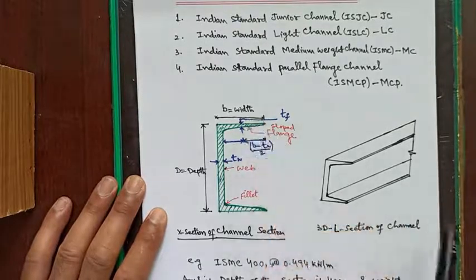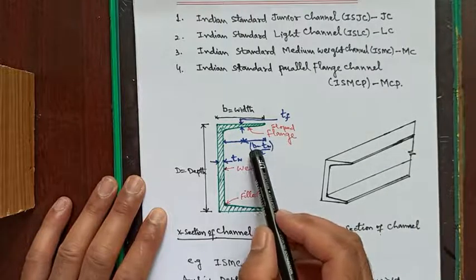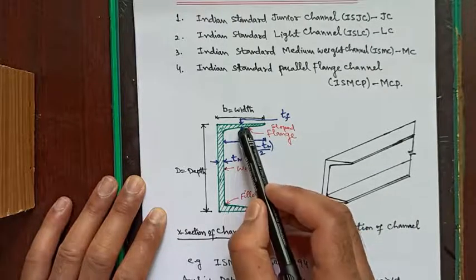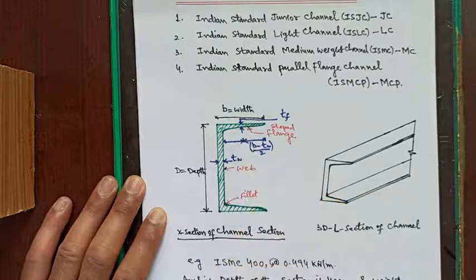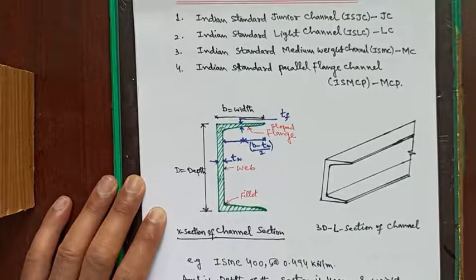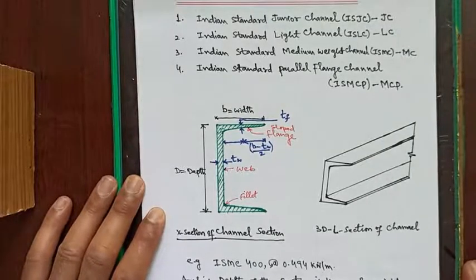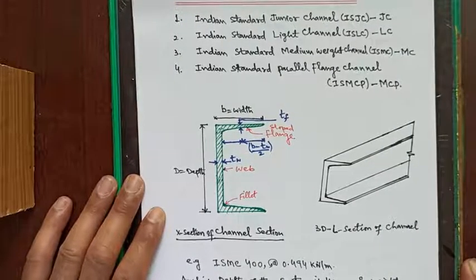And the thickness of the channel section is measured at a distance of (B minus TW) by 2. So at this point, we measure the thickness of the section, that is (B minus TW), where TW is the thickness of the web, divided by 2. The junction of the web and the flange is called the fillet, as you can see in the figure. This is the 3-dimensional longitudinal section of the channel.